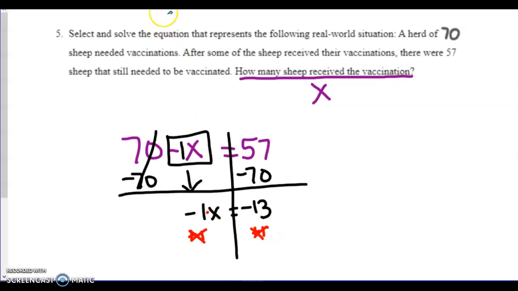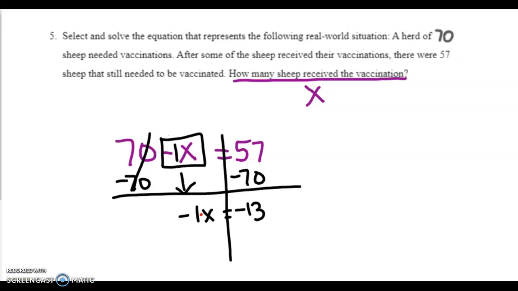And so we have to ask ourselves, what's the opposite of multiplying? We are not adding each time because this is not a subtraction problem. This is a multiplication problem. And the opposite of multiplying is dividing. So we're going to divide each side by negative 1.